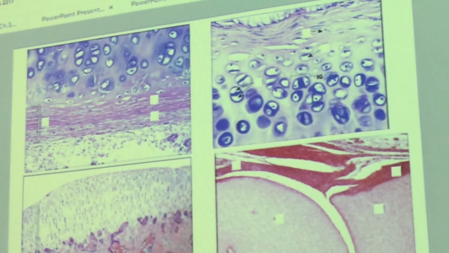This tissue type here, dense irregular connective tissue, name here as well, perichondrium.